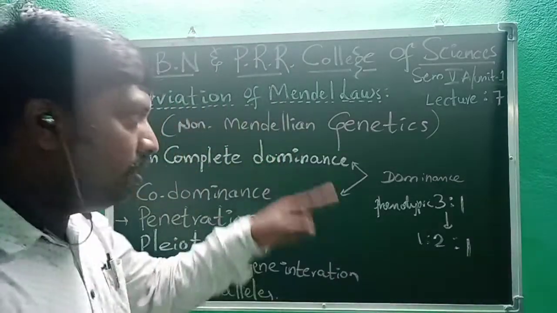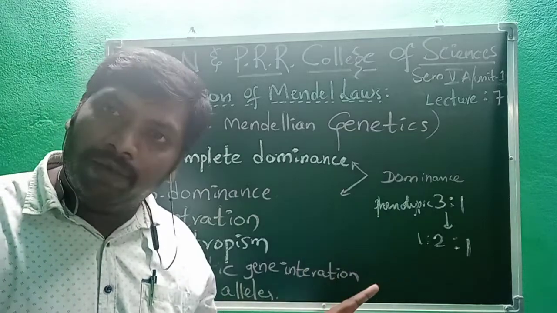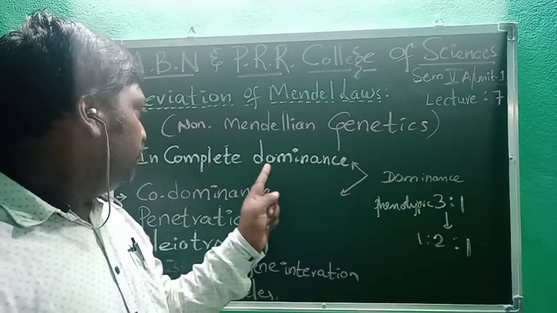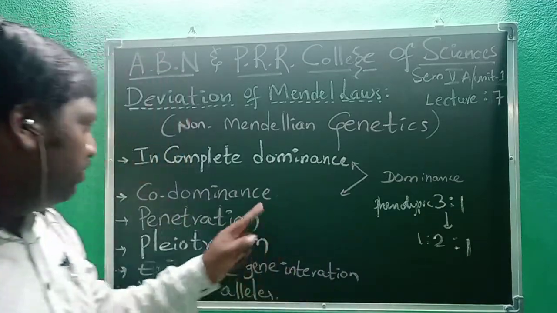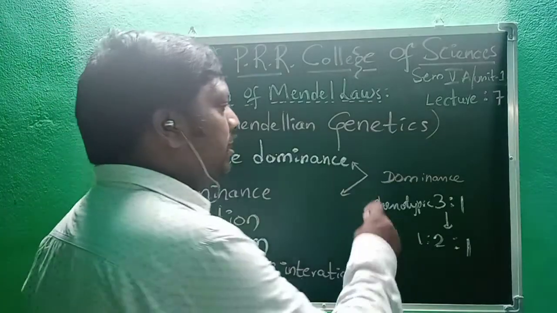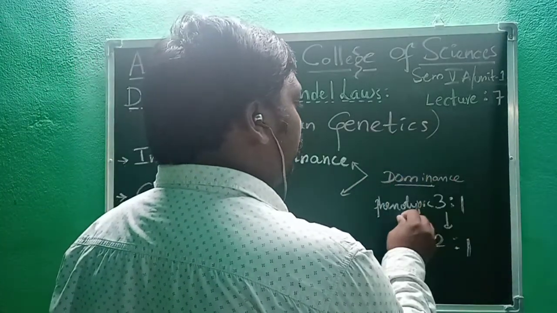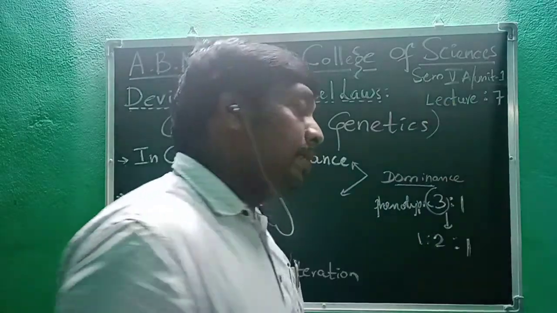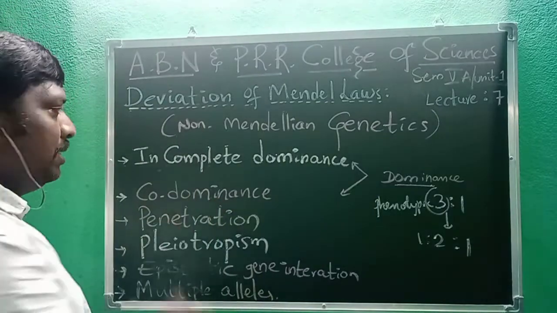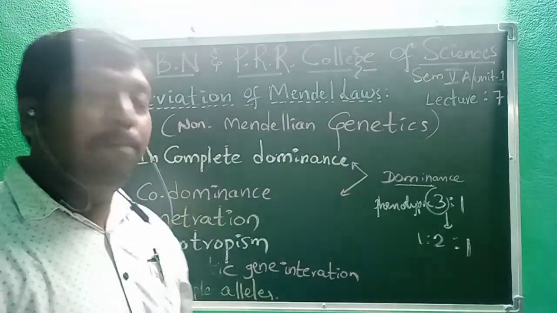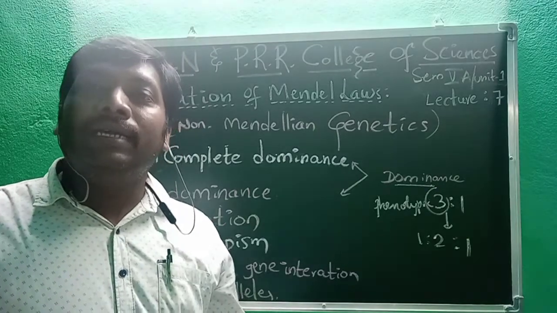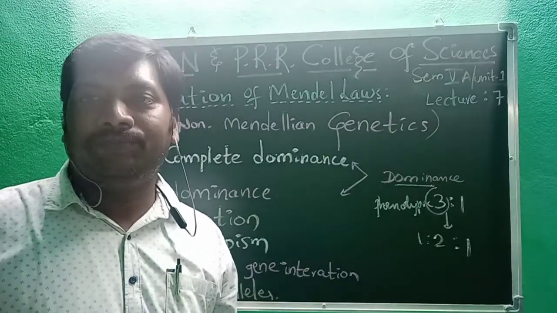So here, the first one is the law of dominance. The law of dominance is divided into two categories. The first one is complete dominance, the second one is incomplete dominance. Complete dominance shows the dominant character, 3. Incomplete dominance shows the intermediate genes. So in this session we discuss incomplete dominance. Incomplete means it should not be complete.